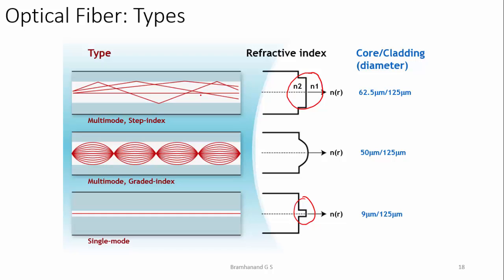But because it will have more diameter, the possibility of the light guiding through it would be less compared to my single mode fiber. That is the reason why single mode fibers are used for long distance communication, whereas multimode fibers are used for short haul communication.